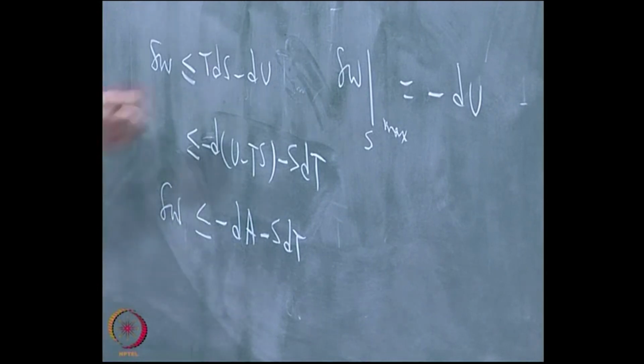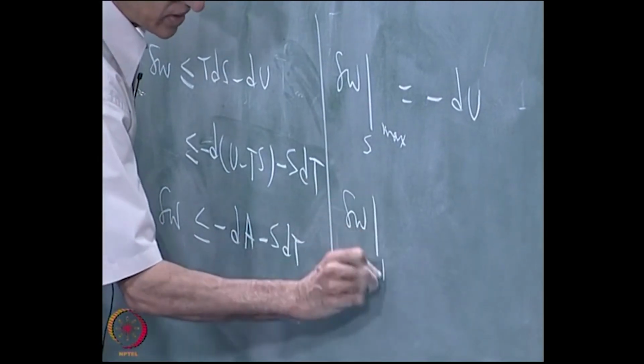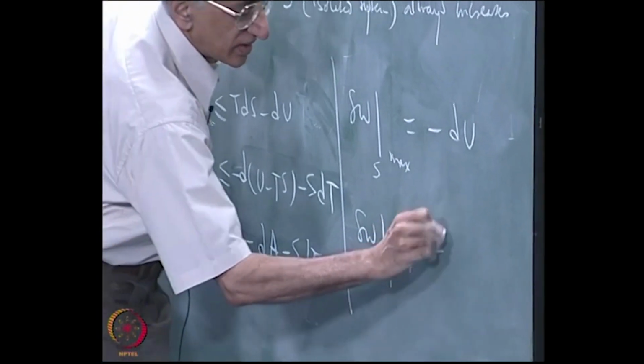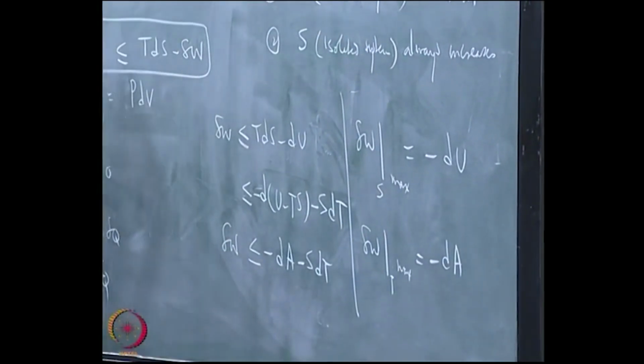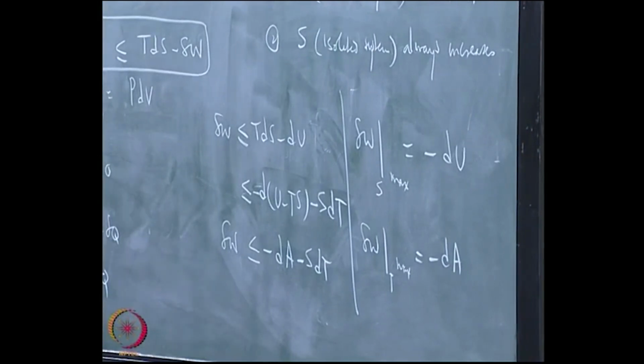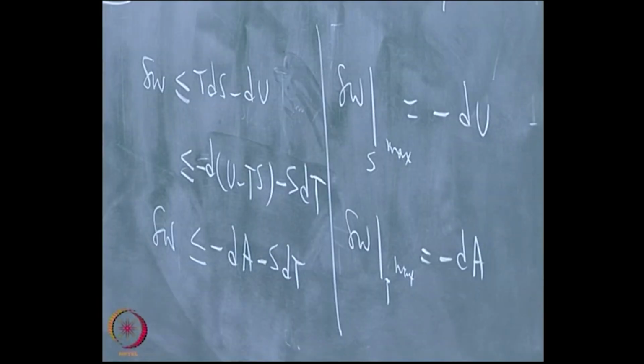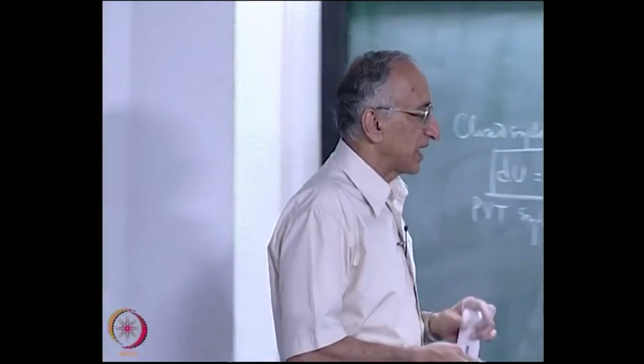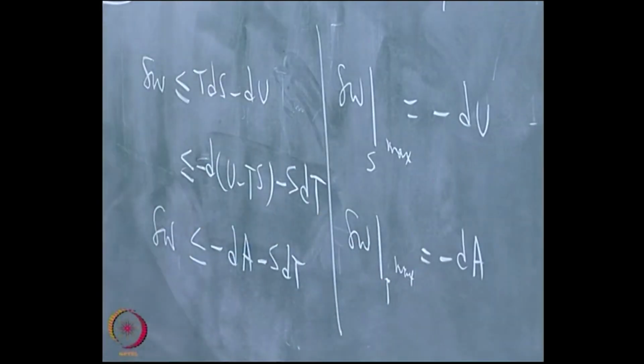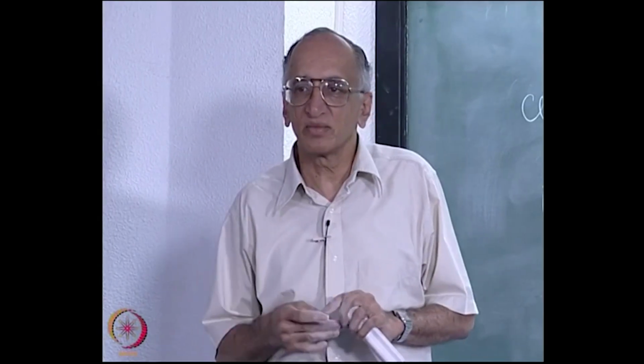So I have this profound conclusion: delta W at constant temperature, maximum value is minus dA. Since most processes occur under isothermal conditions, you may have a closed system, start at room temperature, heat, cool, do whatever, finally you come back to room temperature. So if I take the whole process, the maximum work I can get out of the system is minus the change in Helmholtz free energy. Therefore, it is of great interest to know how the Helmholtz free energy varies with the state of the system.